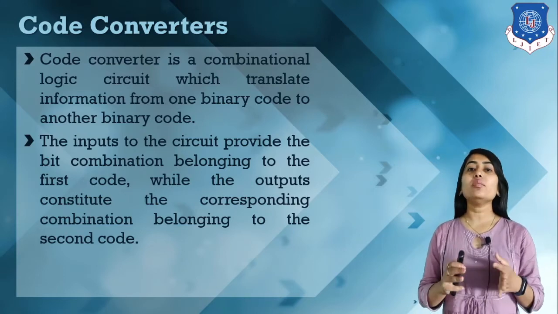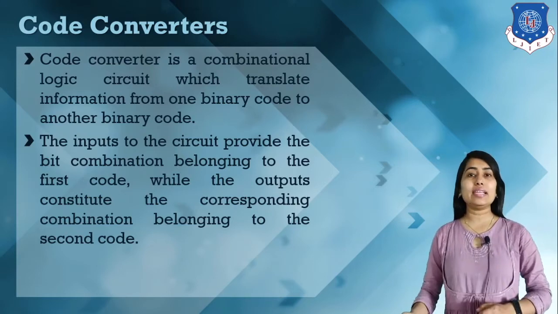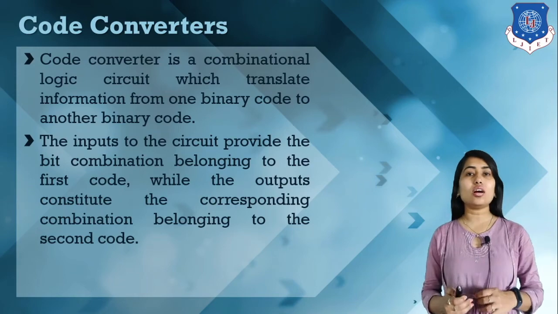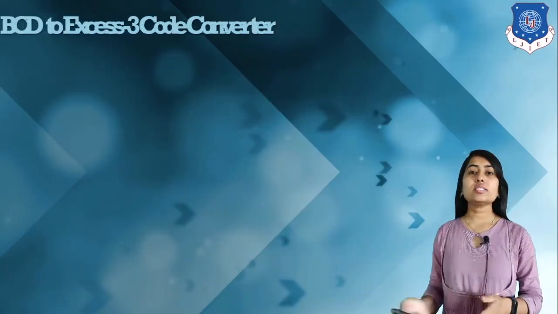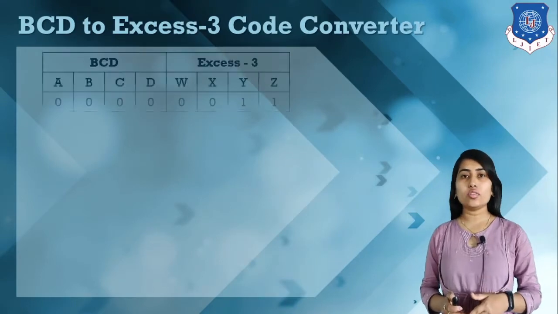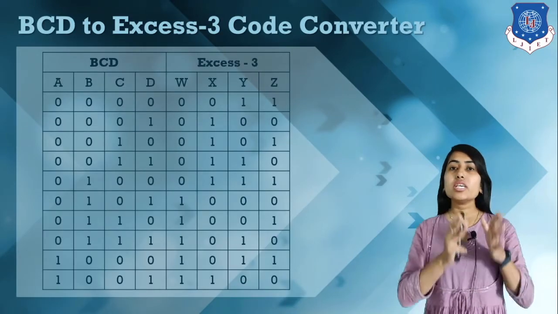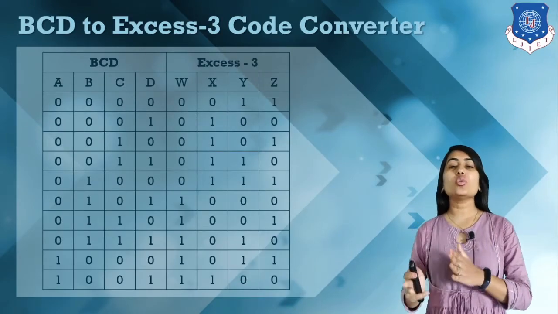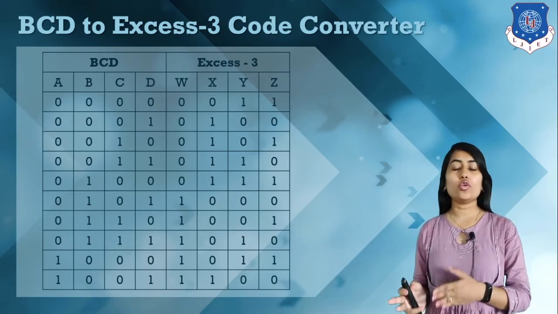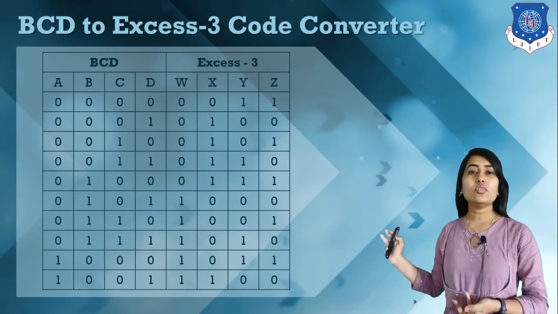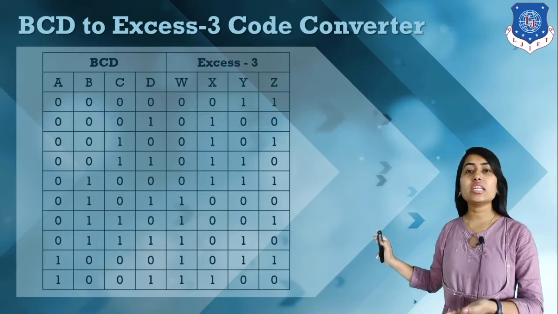Then we have a BCD to 7 segment LED converter. So let's discuss all the code converter circuits one by one. First we have the BCD to XS3 code converter circuit. That means the BCD code is converted into its equivalent XS3 code format. So here we convert BCD to XS3.